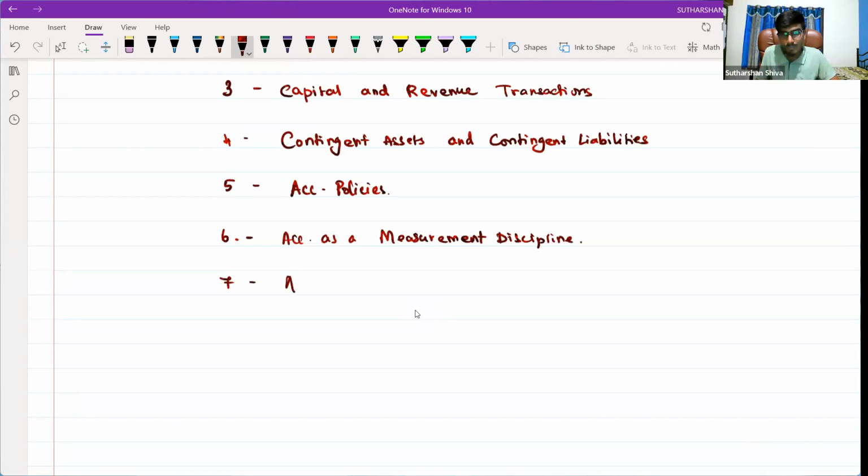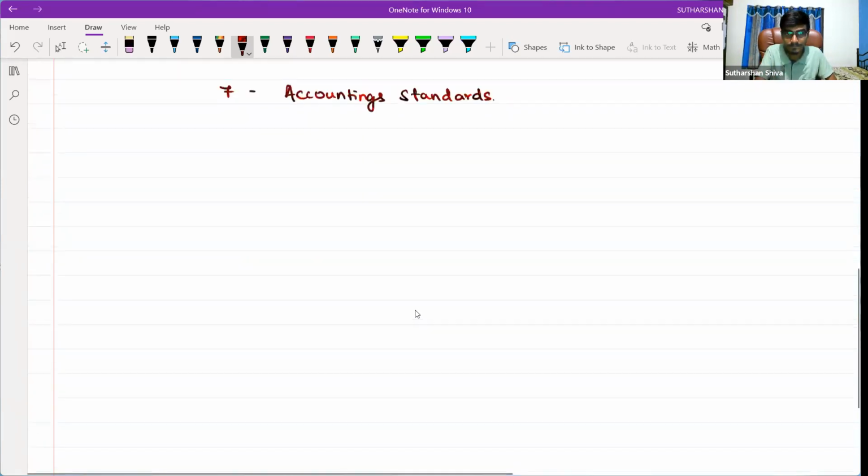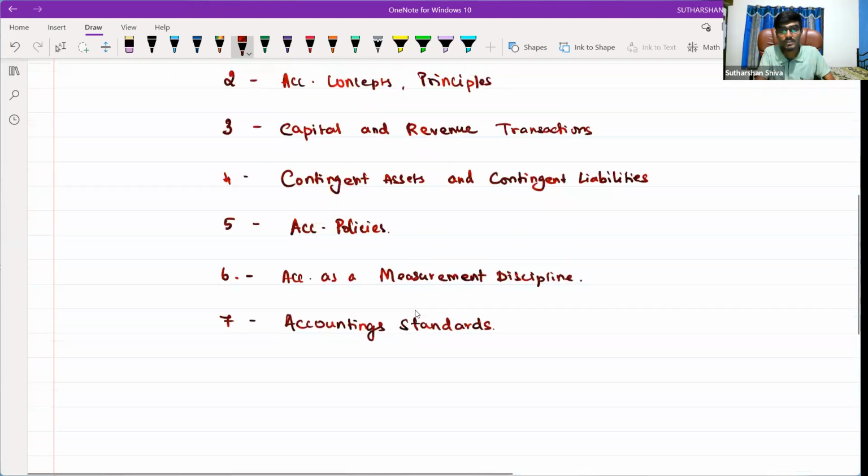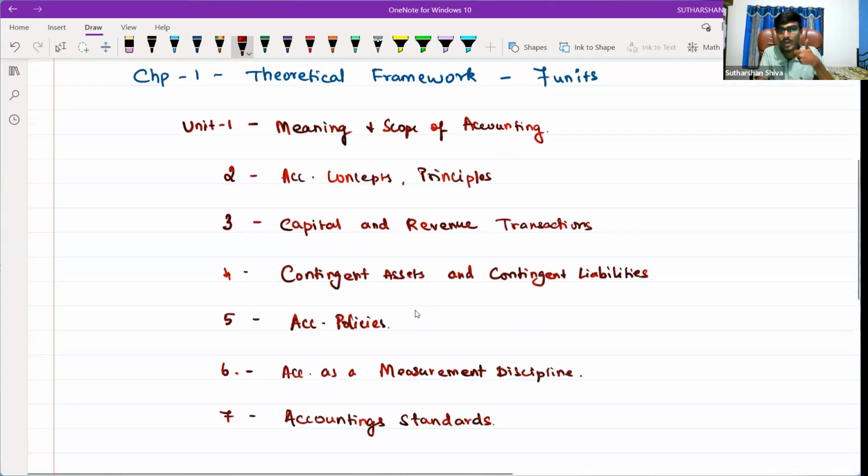Next, most important, which steps into your intermediate curriculum, that is accounting standards. The intermediate curriculum is based on everything in the new syllabus. All the 27 accounting standards, everything will be based on them. The entire syllabus, nearly 70% or 60%, is based on accounting standards alone. So unit number 7, you need to focus on conceptual clarity. Then with these 7 units, your chapter number 1 is over.